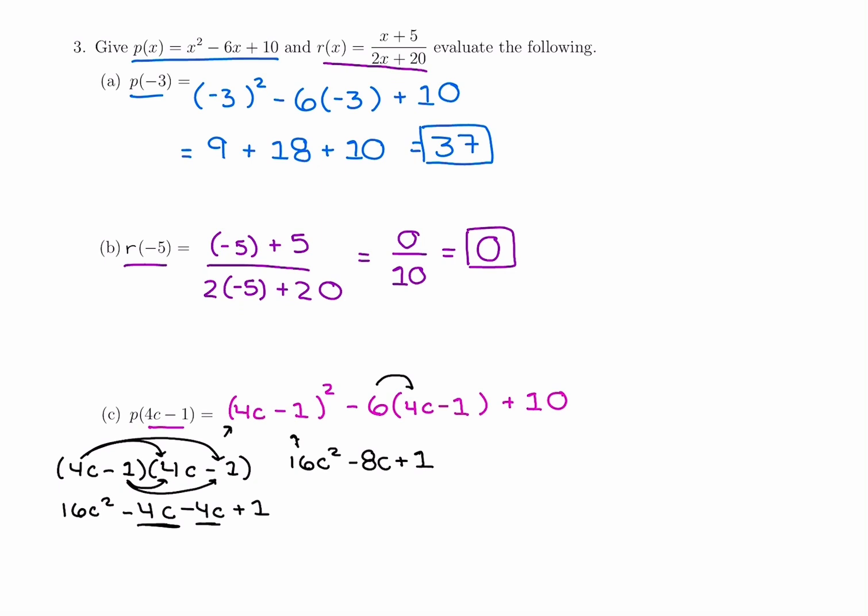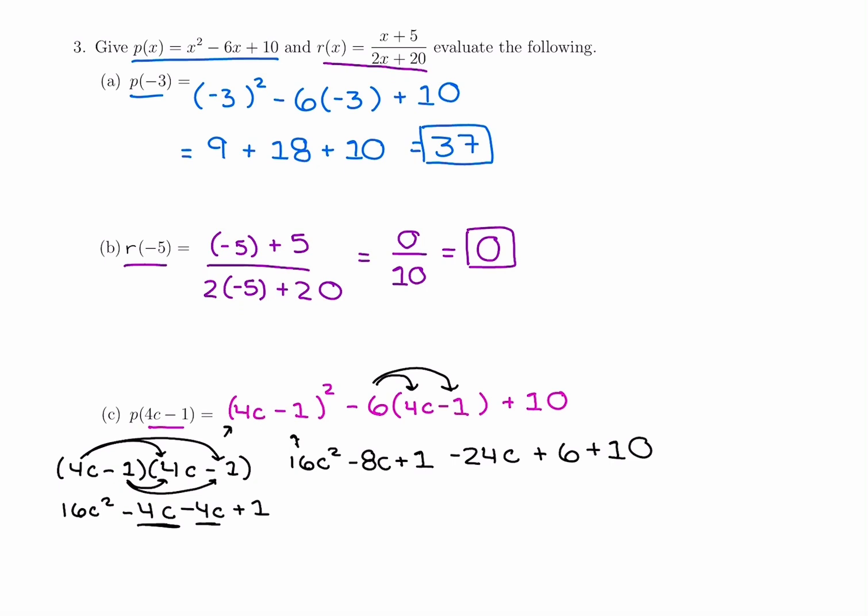My next piece, I would have to distribute -6 to 4c minus 1. So -6 times 4c is -24c. -6 times -1 would be plus 6. And at the end, I have a plus 10.